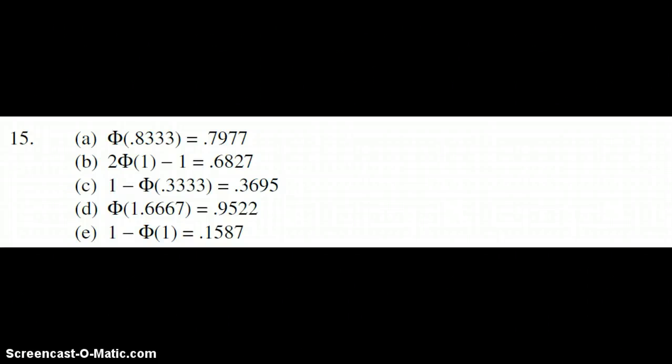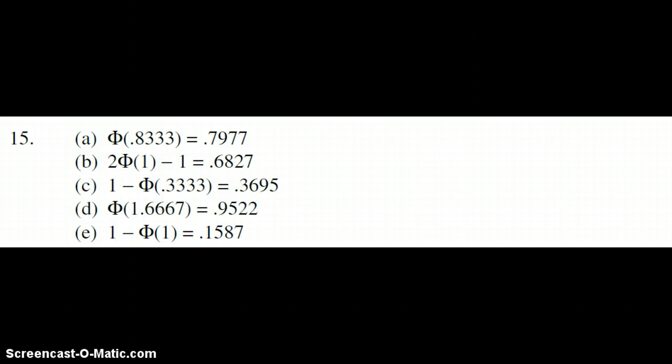Okay, chapter 5, exercise 15. We have 5 different things that are just testing the understanding of how the normal random variable works. Notice that for all 5 of these, the mean is 10 and the variance is 36, which means the standard deviation is 6. So the first thing we would want to do is make sure we convert these to z-scores.